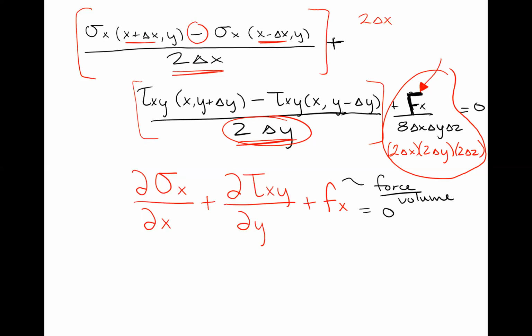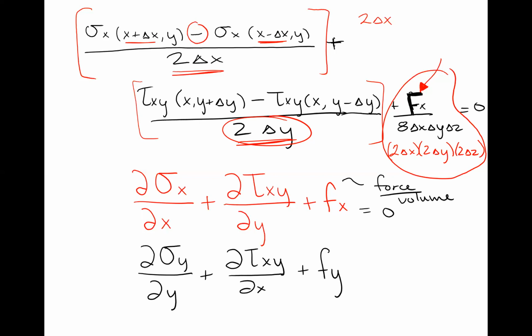We could do the same process on our material element, but do it in the y direction. And we're going to get a very identical looking equation. We're going to get the partial derivative of sigma y with respect to y plus the partial derivative of the shear stress with respect to x. But now the body force we're looking at would be the y body force. So these here are our partial derivative equilibrium equations.